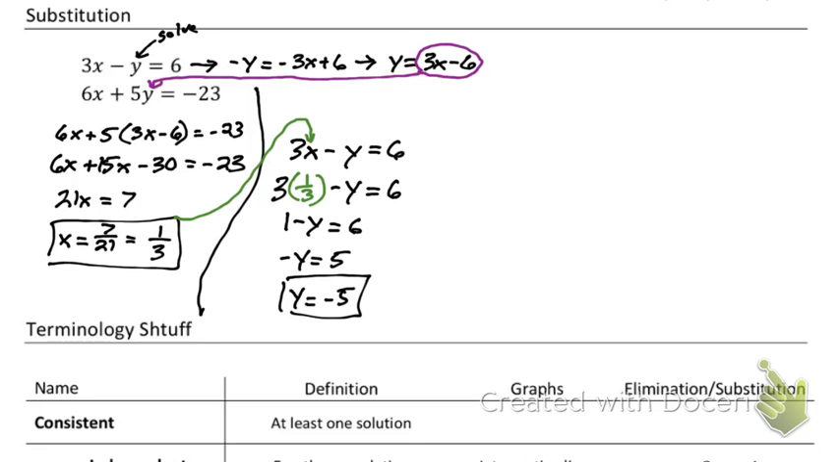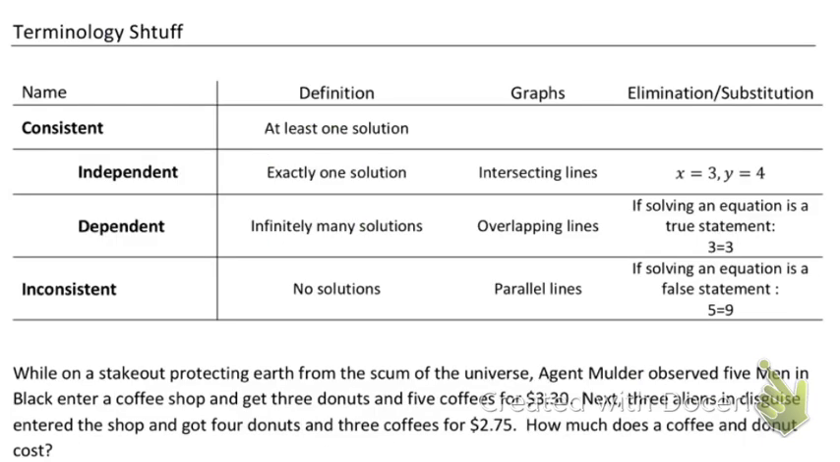The last thing we're going to talk about is this, and then we'll get to a word problem. You have to know these terms, because I'm going to tell you to solve it, and you have to describe what it is. The first thing we're going to talk about are consistent solutions.